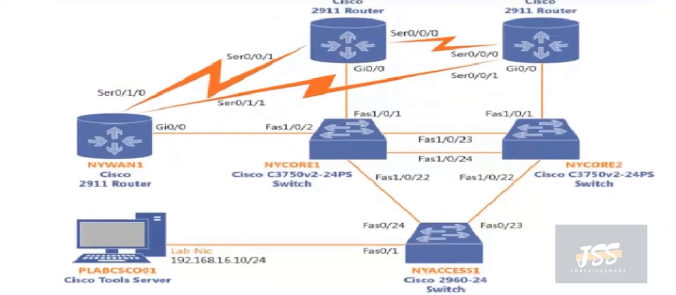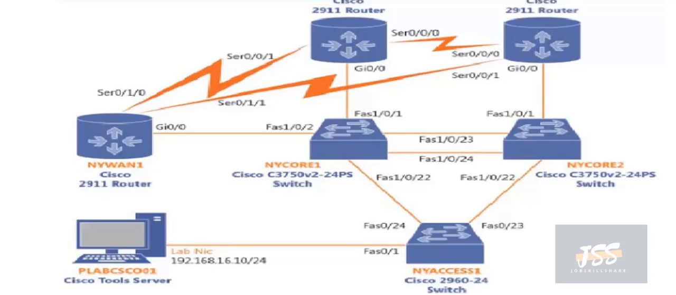So this is the basic topology we are going to use for this lab task. This is the practice lab topology. We will be using this NY access1 switch and this NY core 2. These switches are configured. We have two VLANs on this switch, VLAN 10 and VLAN 20. This is the data VLAN, this is the voice VLAN, which is configured on this switch NY access1.